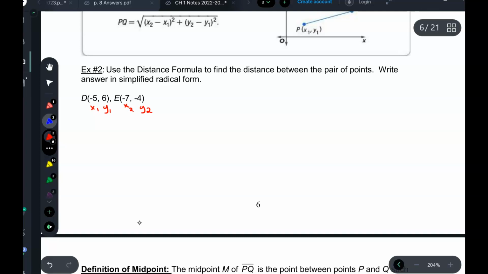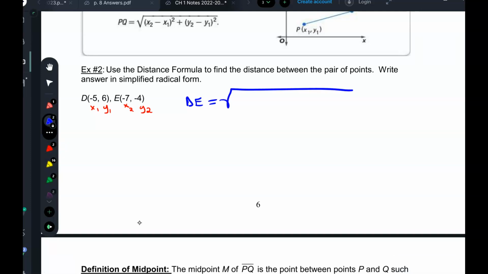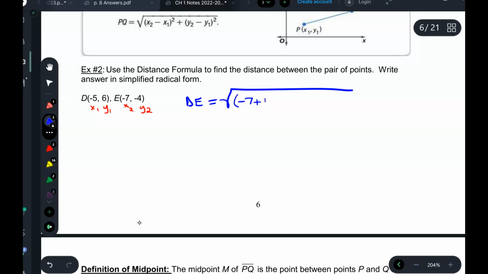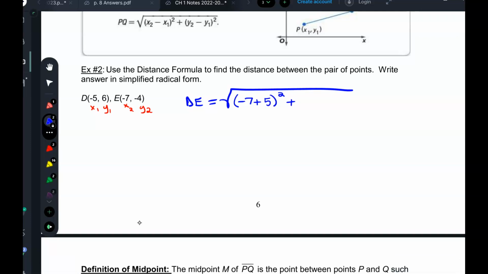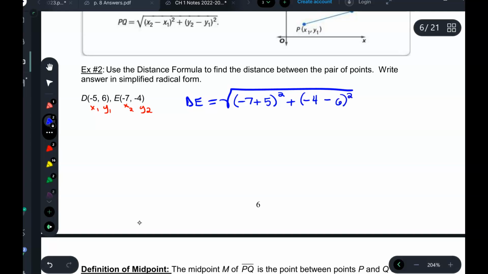Okay, moving right along. I'm going to plug in x2, so -7 minus -5, so that's going to become plus 5 squared. What is that? That's a square root. Maybe I draw it a little differently than your middle school teachers, but it's a square root. Next I have y2, that's -4, minus y1, that's 6, and I want to square it.